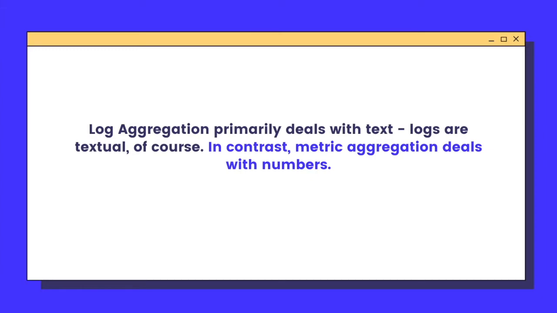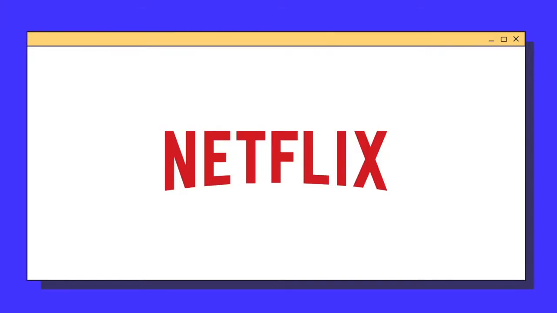Log aggregation primarily deals with text. Logs are textual, of course. In contrast, metric aggregation deals with numbers. How long did something take? Is memory being used? It's frighteningly difficult to understand what's going on in a production system. Netflix, for example, measures 2.5 billion different time series to monitor the health of their production deployment. Success for metric monitoring is being able to automatically notify the necessary teams when something goes wrong in production.